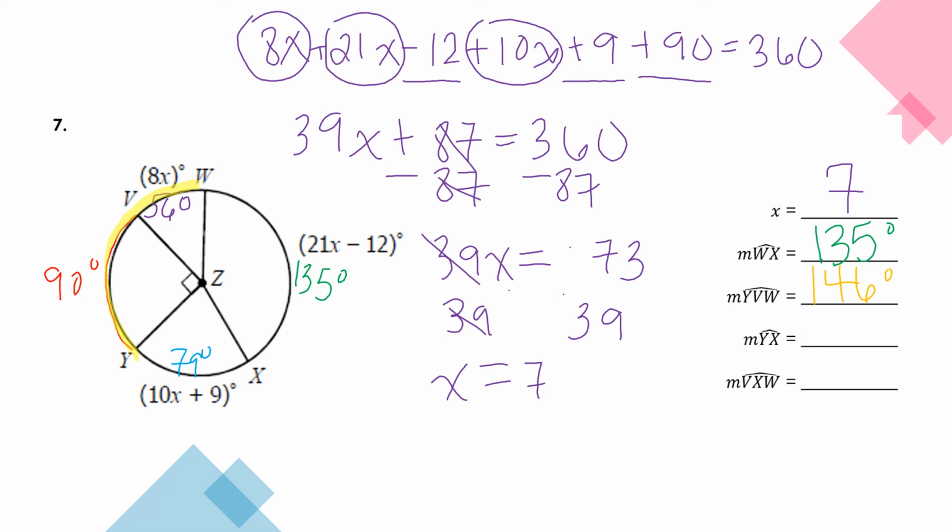The next one we're looking for is YX. And we already have YX. That's 79. And then the final one that we're looking for, we are starting at V. And then we're going through X. And then ending at W. So it is the entire circle except for VW. So we're going to do 360 minus 56. And that will give us 304 degrees.